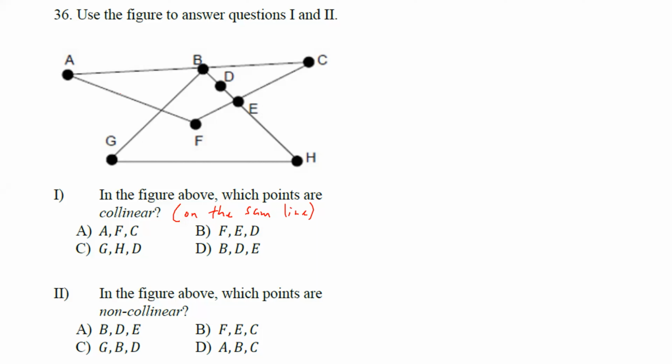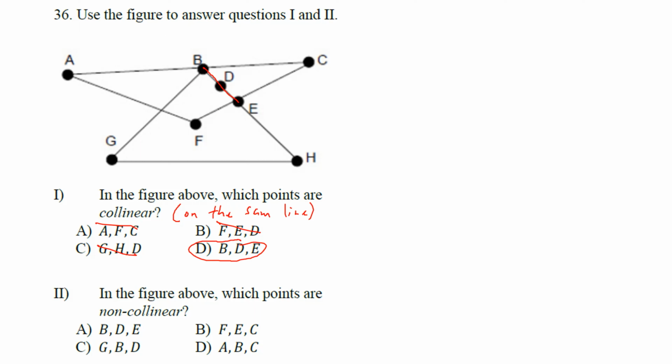So let's look at the values they gave us. We have A, F, and C. Are those all on the same line? No. Again, any 2 points will be on the same line, but once you hit 3, then they may be collinear, they might not be. So F, D, and E. Let's see, F, D, E, no. Yeah, not all on the same line. G, H, and D. G, H, D is way up there. That doesn't work. We're down to the last option. B, D, E. B, D, E. Yes, those 3 are on the same line. So those would work.